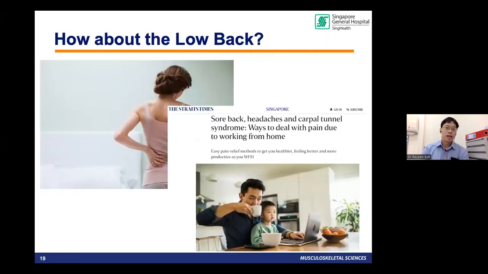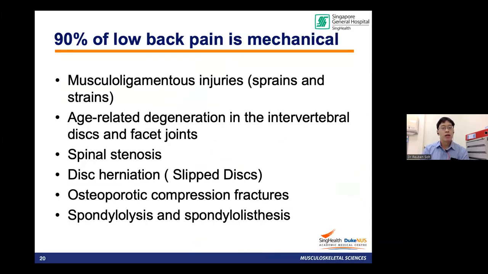How about the low back then? One can see that there's a lot of emphasis on back pain, particularly here in the Straits Times article. And of course, the article is focusing on work from home as well. Now, most of the pain in the low back is mechanical in nature. Thankfully, most of them are sprains and strains that will go away after a short period of rest. However, some patients will have some age-related degeneration and may have spinal stenosis or prolapsed disc, what we call slip disc.